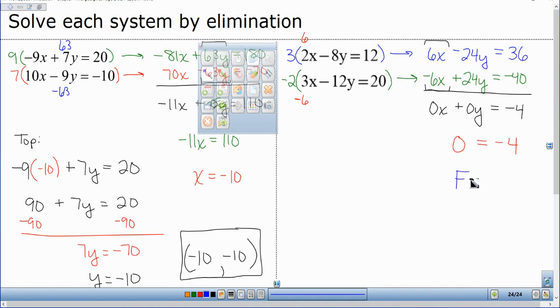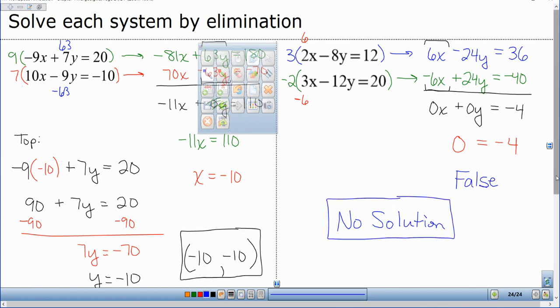That is not a new situation for us. It's a false statement. And so this system has no solution, which we have now seen in graphing. We have seen it with substitution and now with elimination. If this came out to be a true statement, then it would be infinitely many solutions. It would be implying that the lines are the exact same.